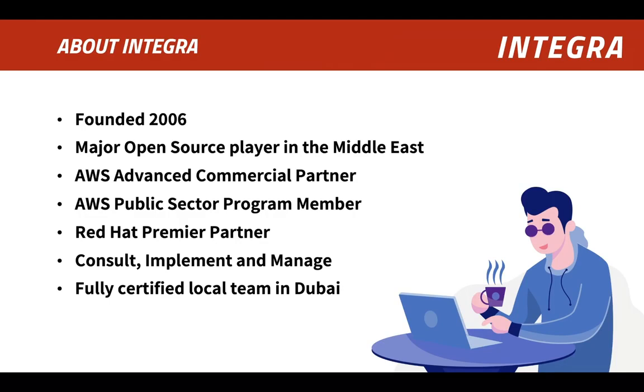Now, a brief intro about Integra Technologies. We were founded in 2006 and primarily focused on enterprise open source solutions. Today, we are an AWS Advanced Commercial as well as public sector consulting partner for this region. We're also a premier partner with Red Hat, but we do support all other distributions like Amazon Linux, SUSE Linux, Oracle Linux, and also the entire ecosystem that runs on these OSs like your MySQLs, your Cassandras, Nginxes, Apaches, etc. We support Microsoft technologies as well, and we have a fully certified team of AWS, Linux, and Microsoft engineers in our team.